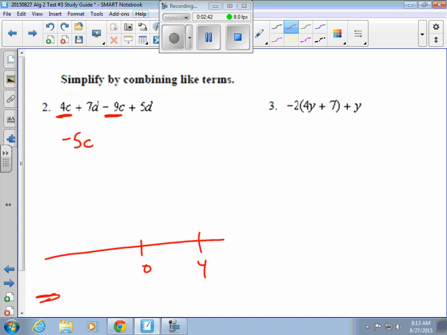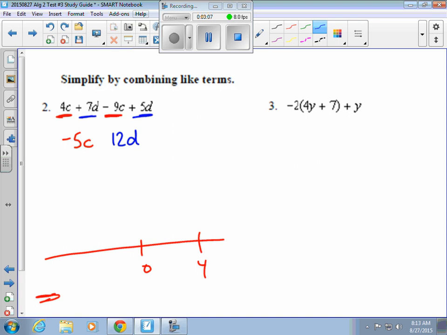Along with putting your C's together, put your other like terms together. In this case, 7D and 5D. Positive 7 and positive 5 gives you a positive 12D. Now, when students do this, they aren't sure what to put between those two. You can't have negative 5C right next to 12D. That means they're multiplying by each other. Right now, that's not what we want to show.